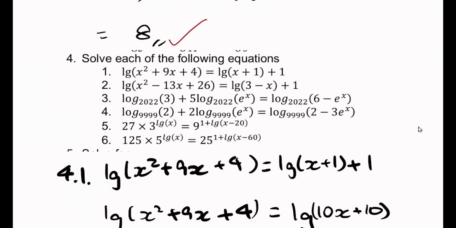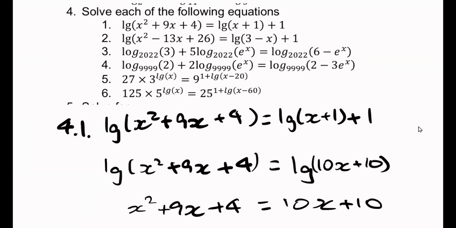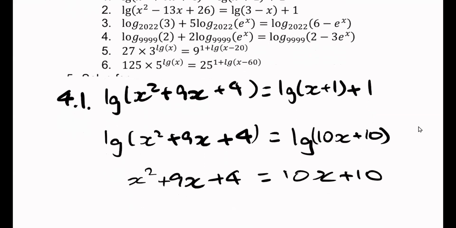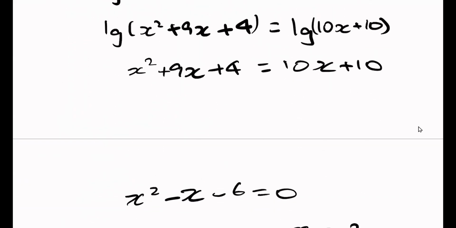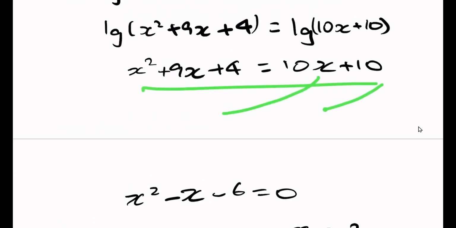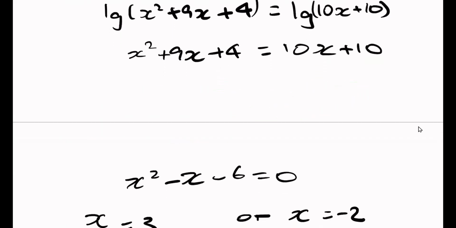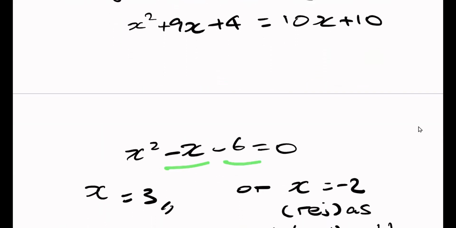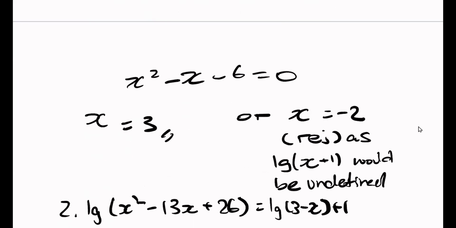Next, solve each of the following. lg x equals lg (x plus 1) plus 1. Okay, so 1 is the same as lg 10, so 10 times (x plus 1), which is 10x plus 10. Both sides got lg, drop the lg, get a quadratic. Bring the x over, bring the 10 over. You get x squared minus 9x minus 10 equals 0. Solve for x, you get 3 and negative 2.